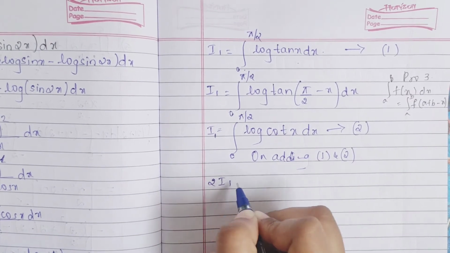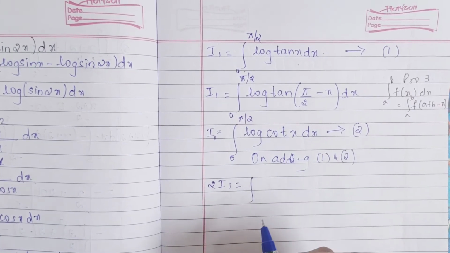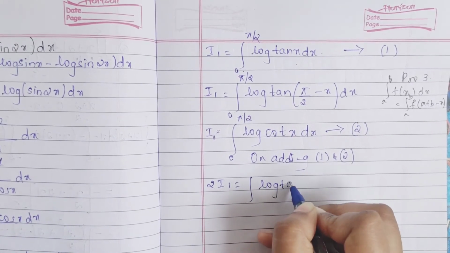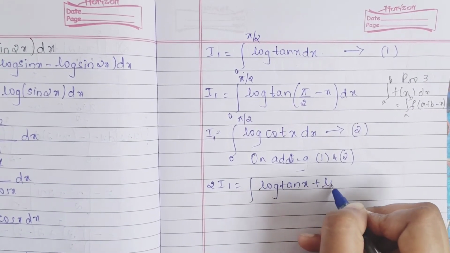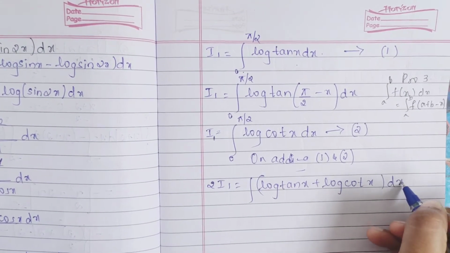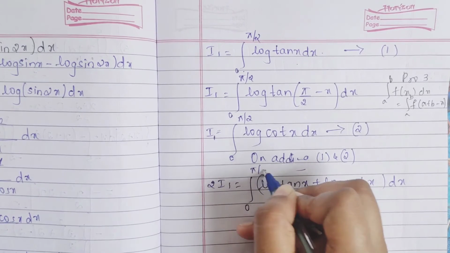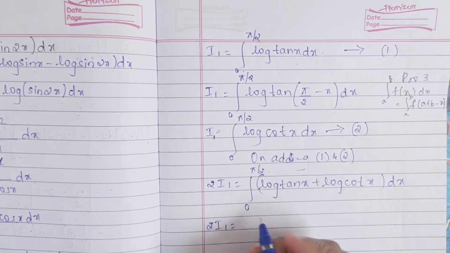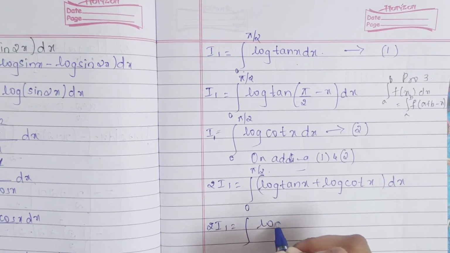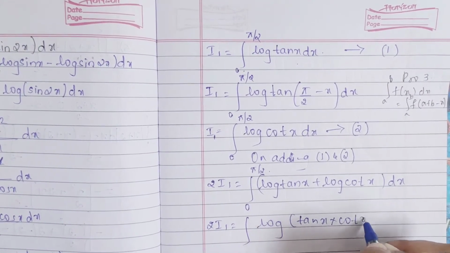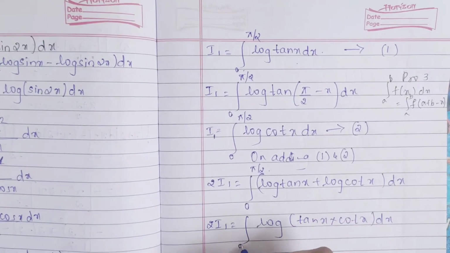2I1. Then the integral is the same. So you have log tan x plus log cot x dx, from 0 to pi by 2. Next, what you can do is use log m plus log n, which gives log m n, right? From 0 to pi by 2.